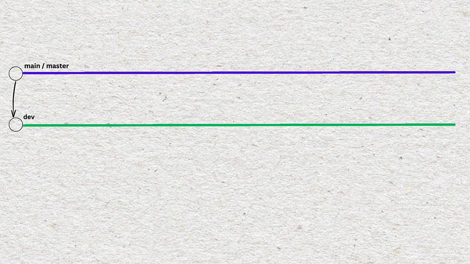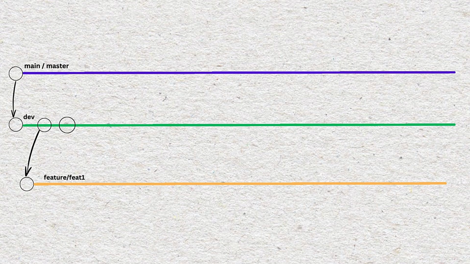So it all starts with the main or master branch, and generally we don't directly work on the master branch. Then how do we do it? We create a dev branch from master, and from dev, we can create as many feature branches as per our requirement. So basically, let's say one developer is working on feature 1, then he or she can create feature branch 1. Similarly, another developer can create a feature 2 branch.